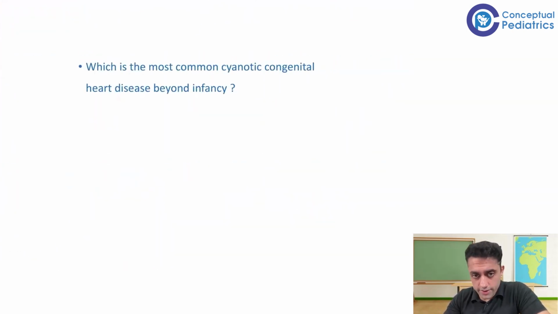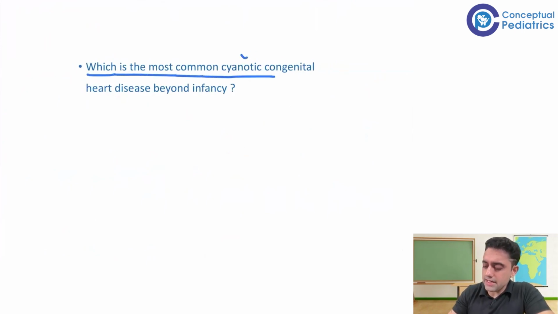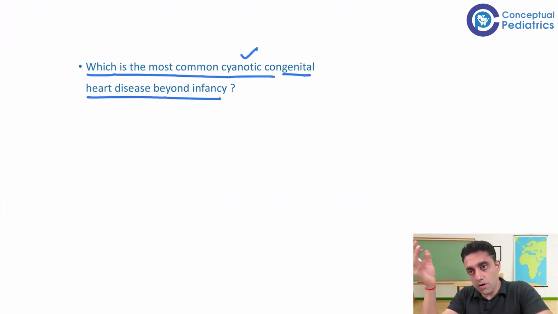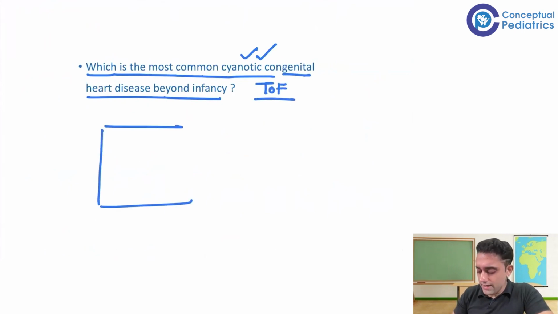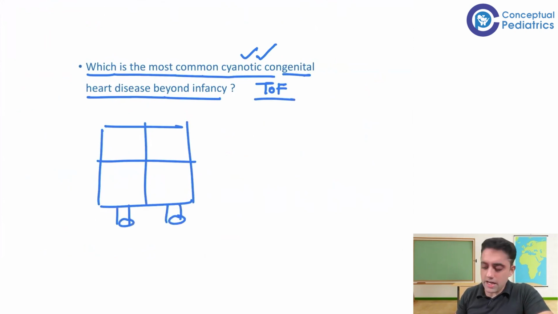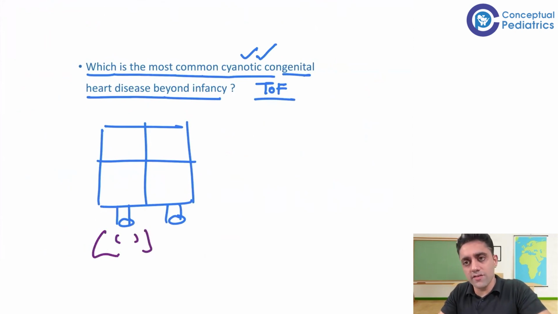Everything is done. If I ask you a very simple question, which is the most common cyanotic congenital heart disease beyond infancy? Beyond infancy, the most common cyanotic congenital heart disease, the answer is tetralogy of Fallot. So we all know that tetralogy of Fallot is a cyanotic congenital heart disease. Why is cyanosis there in tetralogy of Fallot?